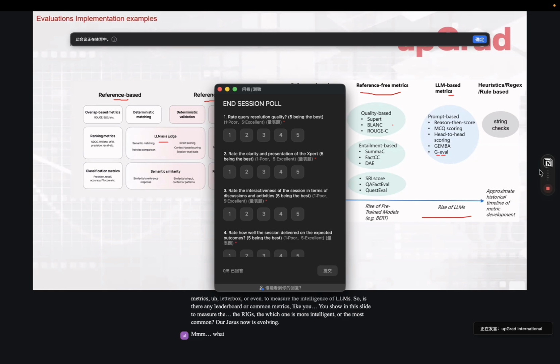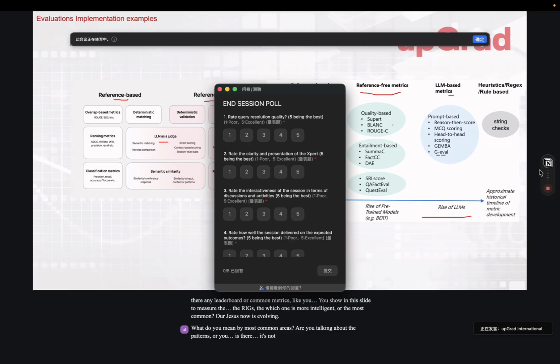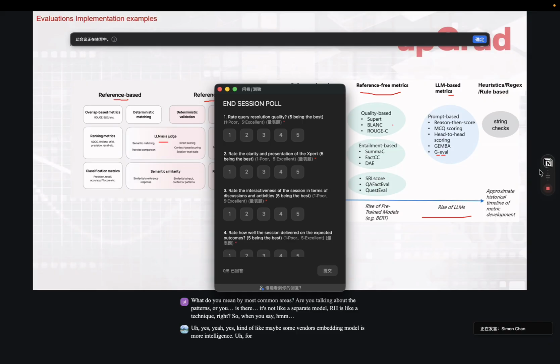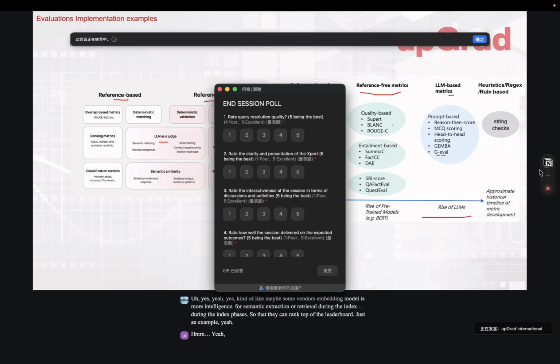What do you mean by most common RAG? Are you talking about the patterns, or is it a separate model? RAG is a technique, right? Yes, kind of like maybe some vendors' embedding model is more intelligent for semantic extraction or retrieval during the indexing phase, so that they can rank top of the leaderboard. Just an example.